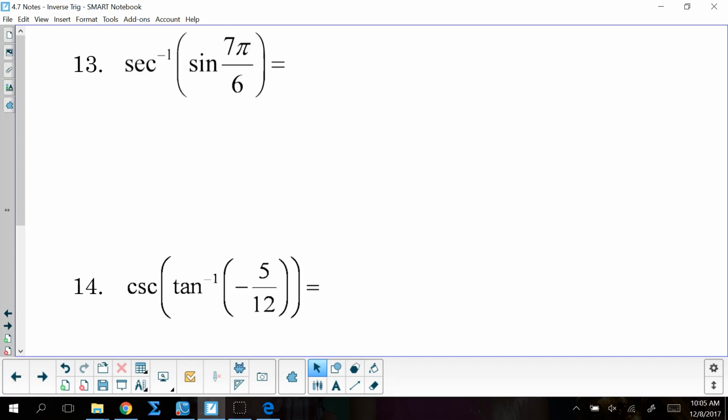First one. What do people get? Step out on a limb. Tell me what you got. It's okay to make a mistake. What you got? Negative 6 over pi. Okay? Two. Okay. 2 pi over 3.